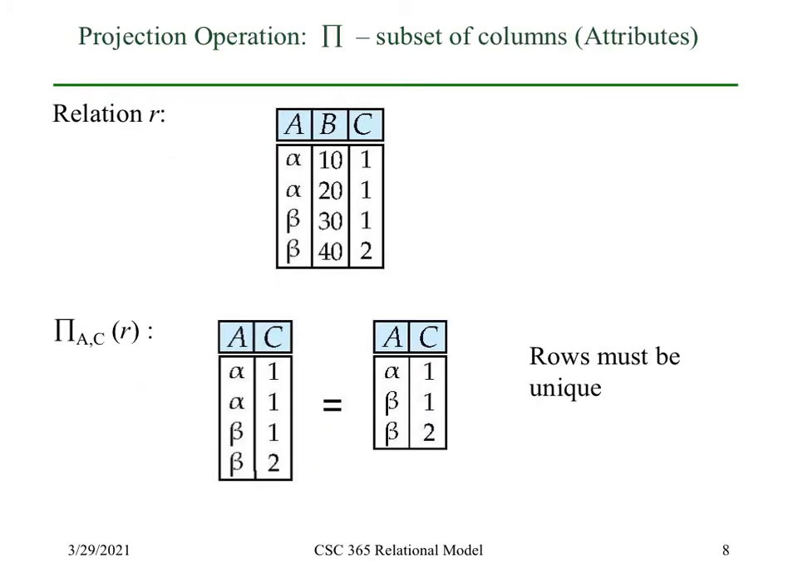This next slide talks about the projection operator, pi, and again, we have a very simple example here. 3 columns now, A, B, and C, and with the following entries. And if we project R on its columns A and C, what we end up with is we would just take this part of the original table. That would give us this. However, we have to be careful, right, because rows must be unique. Remember, we're working with sets. And so since the rows have to be unique, these 2 entries over here collapse into this one.